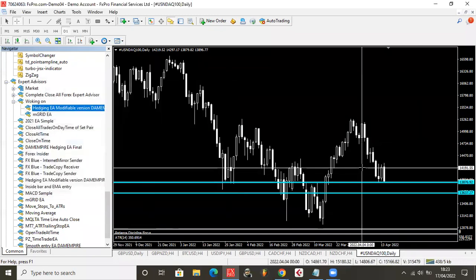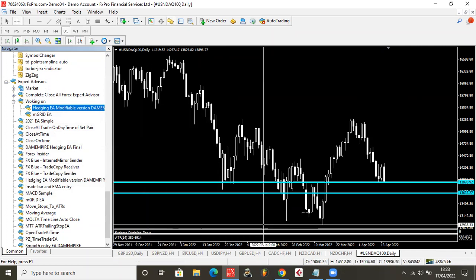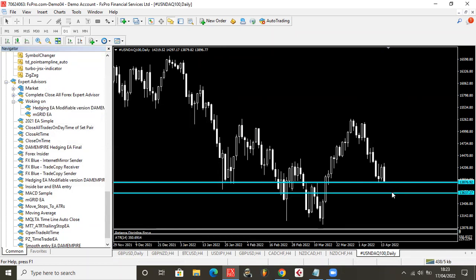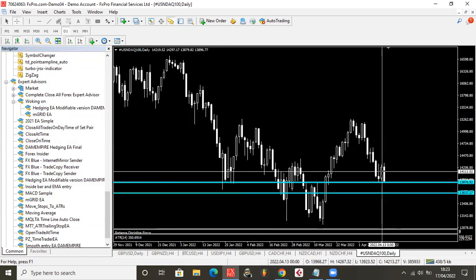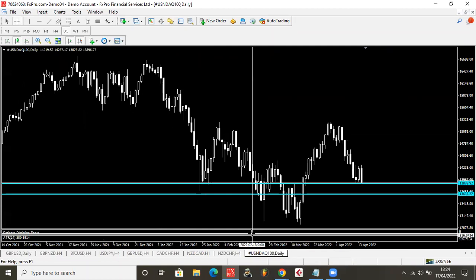So the robot will not kick me out of the trade so far as my ATR value is not met. Once my ATR value is met, though, it kicks me out of the trade. If it's in loss, it kicks me out. If it's in profit, it takes the profit and readjusts the trade for me. So that's what it is, guys.